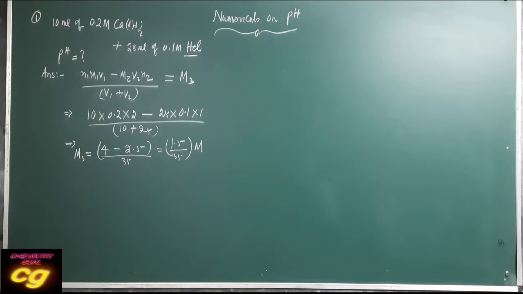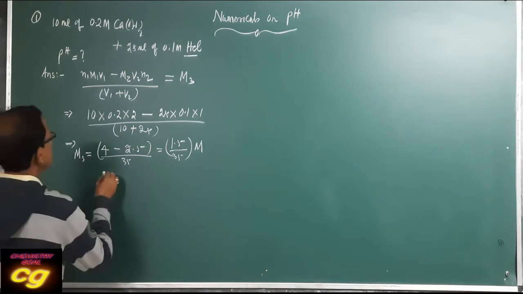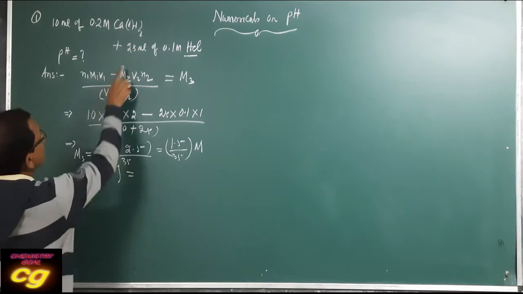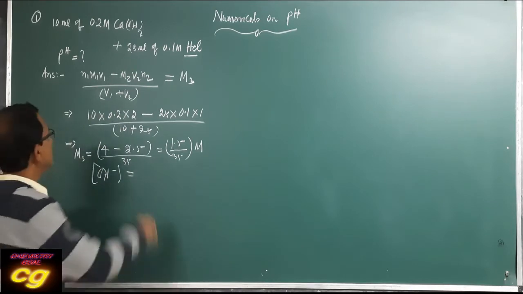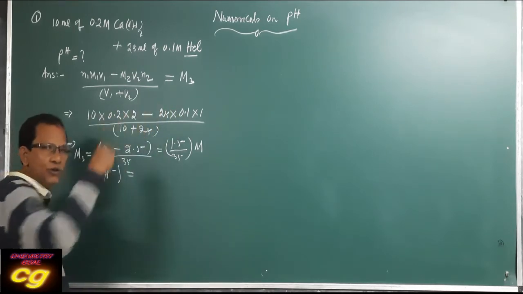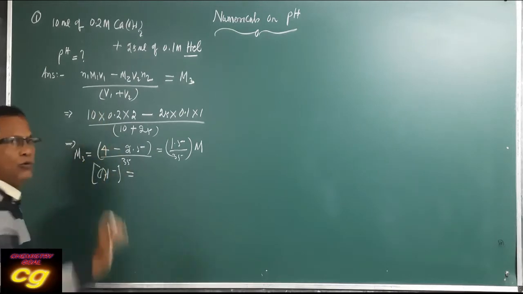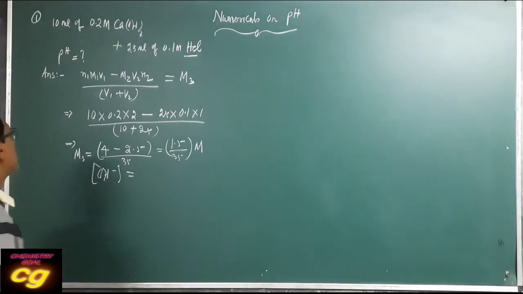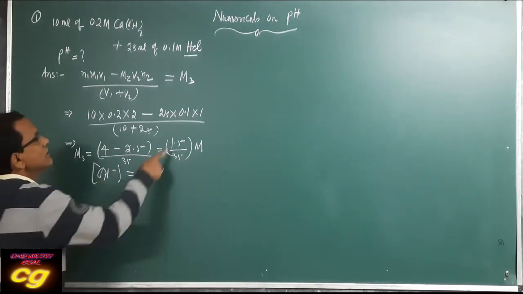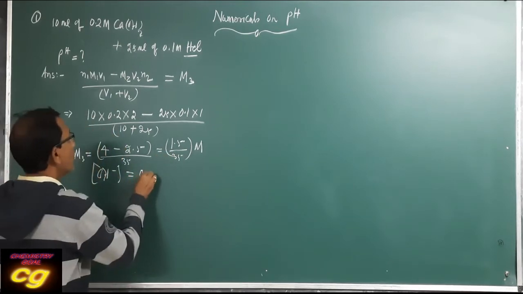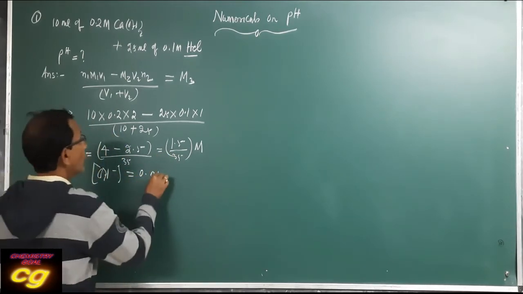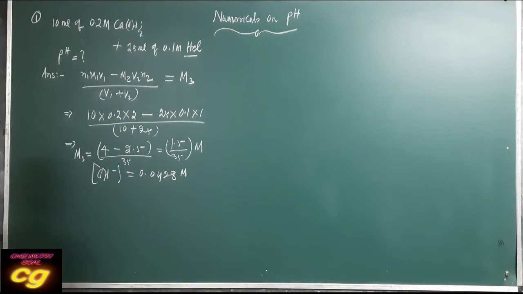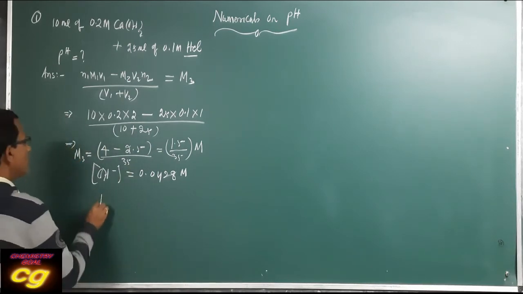So the concentration of OH minus we can tell, because in the resulting solution the base is greater than the acid, so all the acid will be consumed, and the balanced part, that is the unreacted part, is base. So the OH minus concentration is 1.5 by 35, that is 0.0428 M. This is the concentration of OH minus. If the OH minus concentration is this much, so what is the pH?